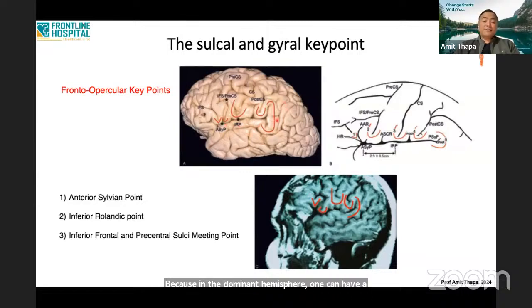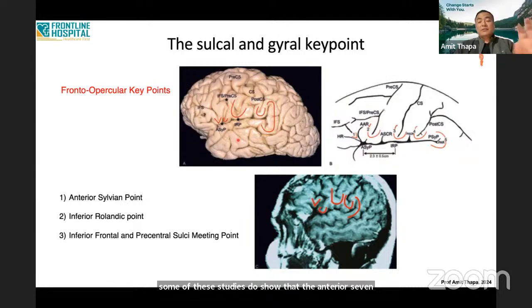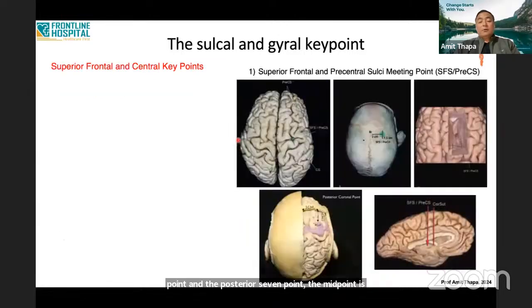And then the convoluted C, which is behind the last C or the posterior C, is basically the supramarginal gyrus, and it covers the posterior sylvian point. Some of the studies do show that the midpoint between the anterior sylvian point and the posterior sylvian point is the IRP. So one can have an idea about this. Using the craniometric points over the skull, one can easily identify these gyral and sulcal elements on the brain.